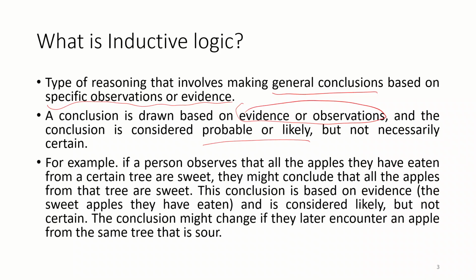For example, suppose a person observes that all apples they have eaten from a certain tree are sweet. They might conclude that all the apples from that tree are sweet. So this is inductive reasoning. This conclusion is based on evidence. Essentially, it's based on how many you have tasted, and that also determines the strength of the logic. One day you might encounter an apple from the same tree that is sour. That can essentially break your inductive logic.